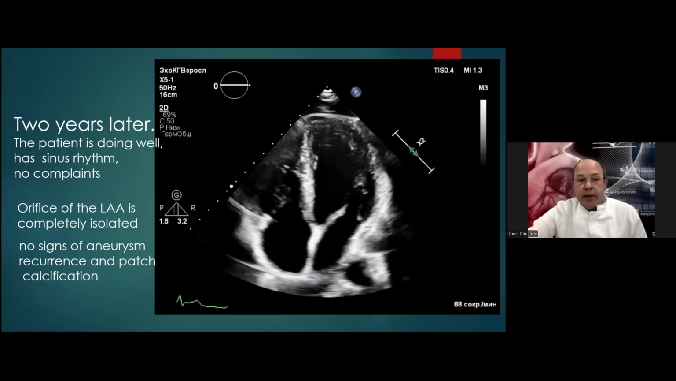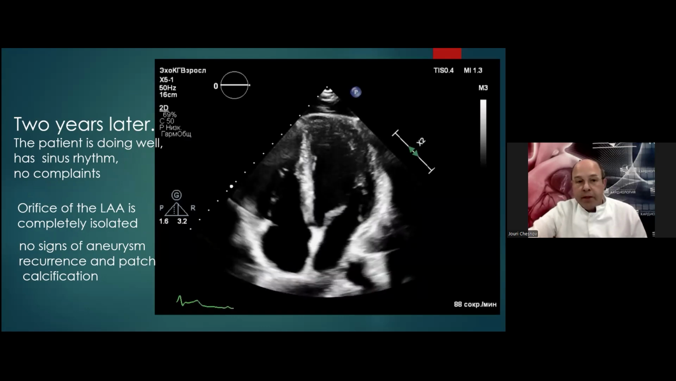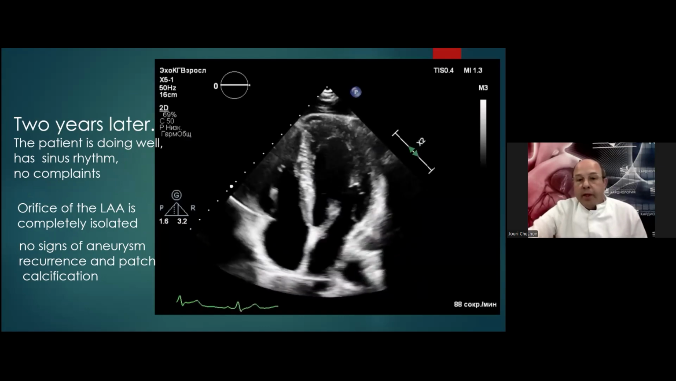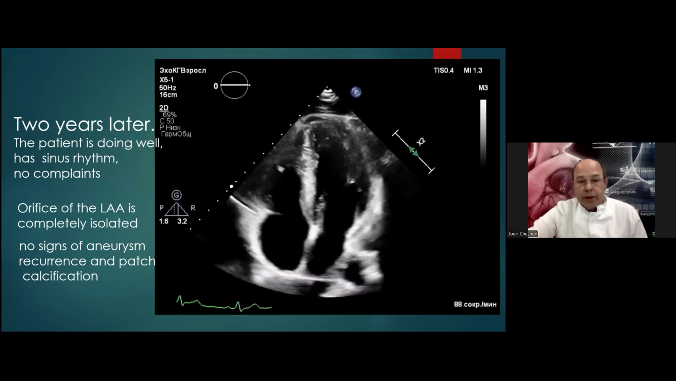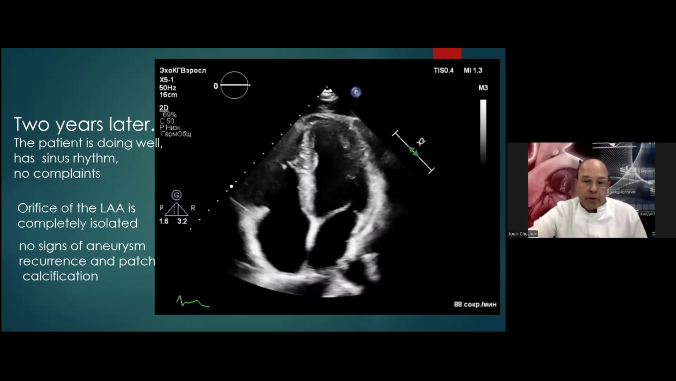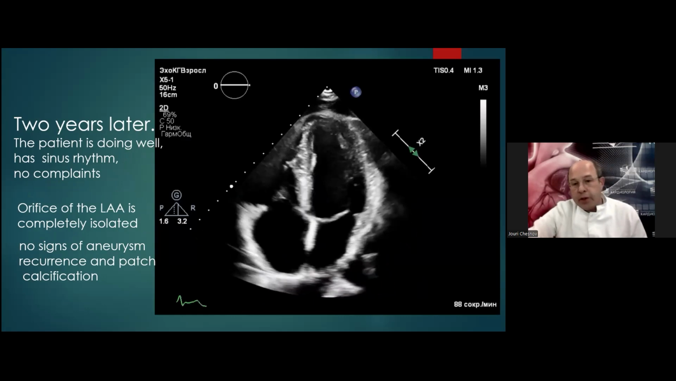Two years later, the patient is doing well, has sinus rhythm, no complaints. Orifice of the left atrial appendage is completely isolated, no residual cavities, no stagnation zones, no signs of aneurysmal recurrence and patch calcification.